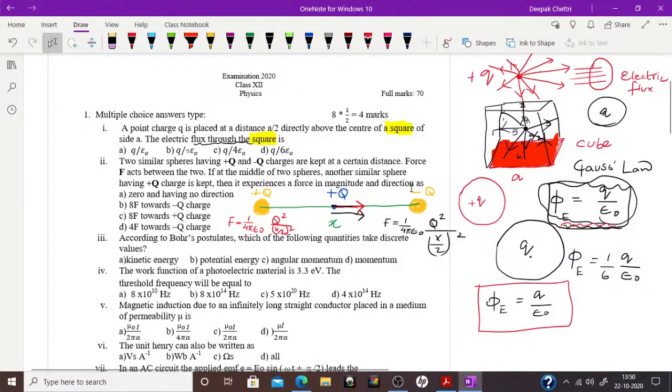Why x by 2? Because I have taken the distance from this point to this point as x, right. I have written here also, and they are saying that this third charge plus q is in the middle, right. You can see here it's in the middle. So that's why the distance from plus q to this will be x by 2, half of this. Similarly here also half of this. Is it clear now?